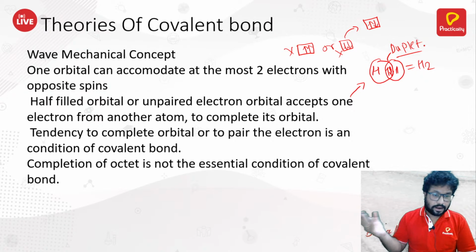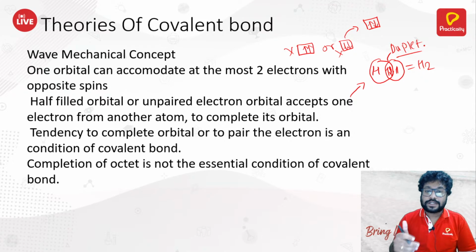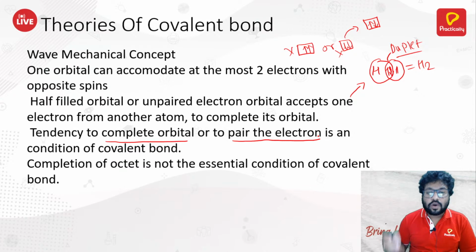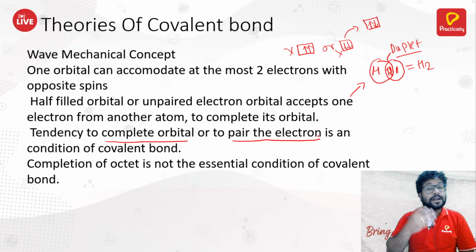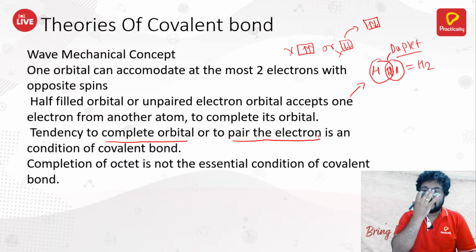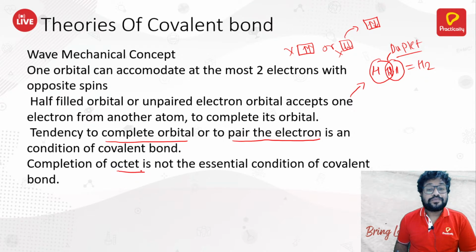Third, the tendency to complete the orbital or to pair the electron is a condition of a covalent bond. Covalent bond's most important condition is what? To complete the orbital or to pair the electron. So the orbital should get complete or the electron gets paired. That's the only condition of a covalent bond. Completion of octet, as we had seen in the last lecture, if you remember, the octet rule, is not the essential condition.